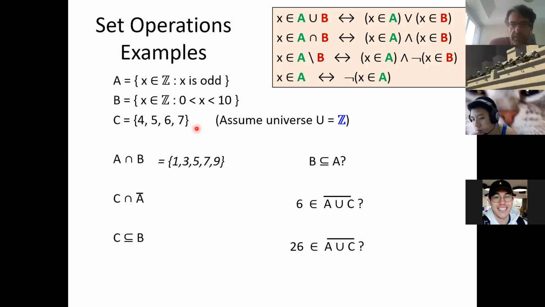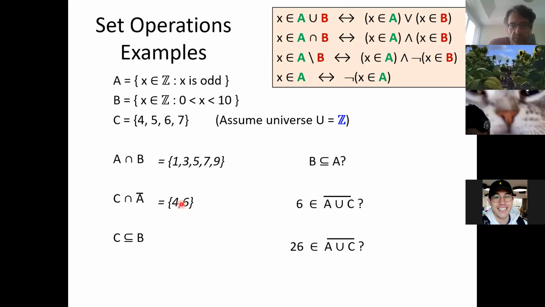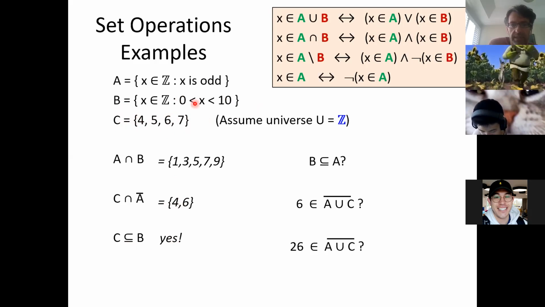So you look at the intersection. You have to be even because you're in a complement of A, and you have to be in C. So here, these are the only possibilities. Question: is this a subset of that? Well, yes, right? Because all these numbers satisfy this constraint. I don't have a cheat sheet for what an inclusion was, but it corresponded to implication, right?